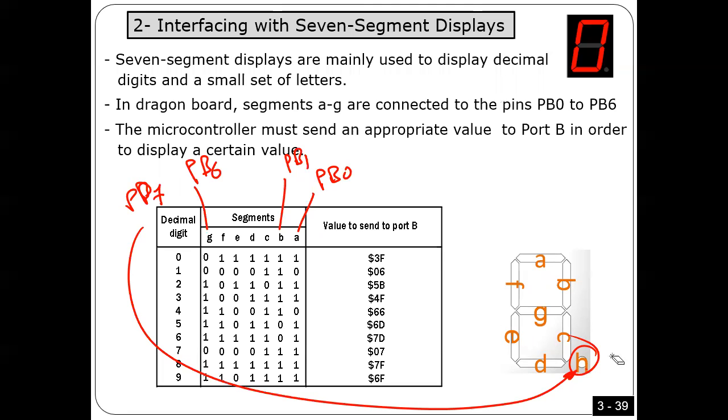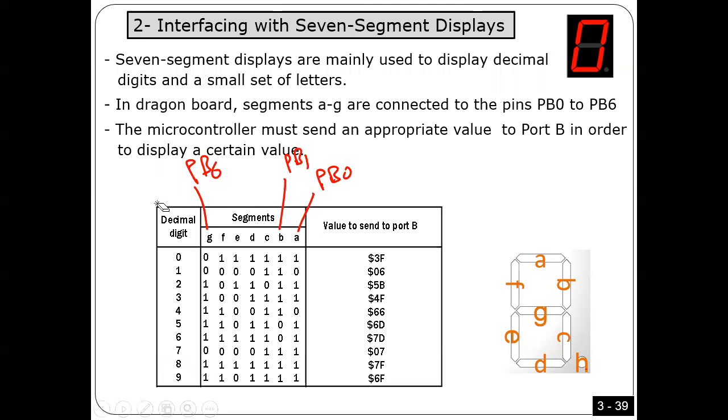But let's focus on the segments now. If I want to display number 0, look here, guys. All of them should be on except G. G has to be off. And that's what I did. So it has to be 1, 1, 1, 1, and this one has to be 0. This is if you want to display number 0. I have to turn all of them on except G.